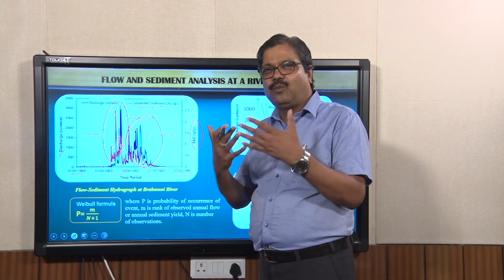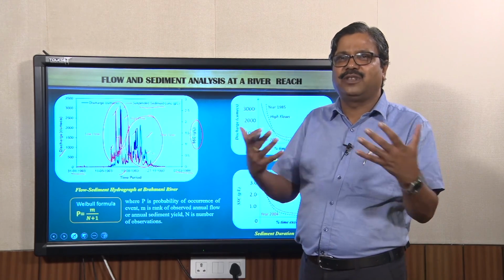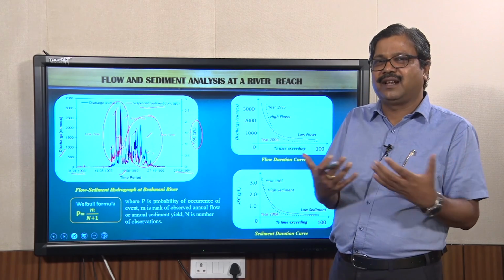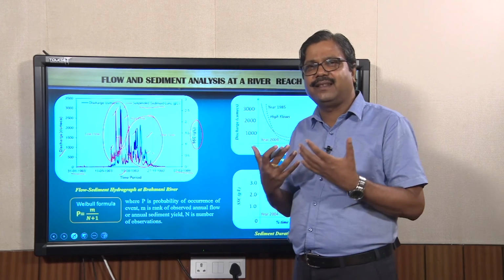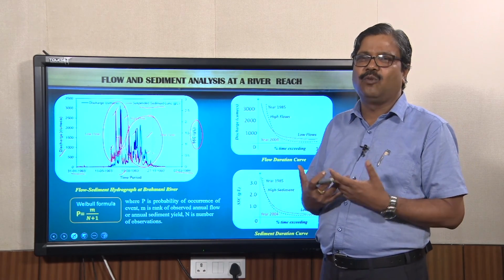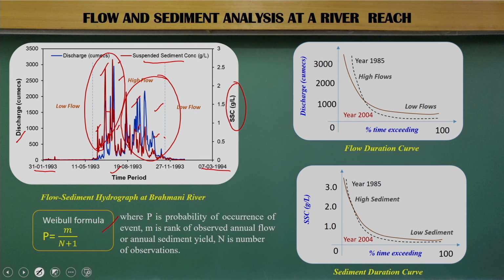We draw first the flow hydrograph and the sediment hydrographs, and we try to analyze how things are happening visually. First try to understand it, then we go for a simple flow duration and sediment duration curve analysis. As you know from hydrology books, we follow a very simple probability concept, the plotting point method, where the probability is m by n plus 1, and n is the total number of the data set, m is a ranking.